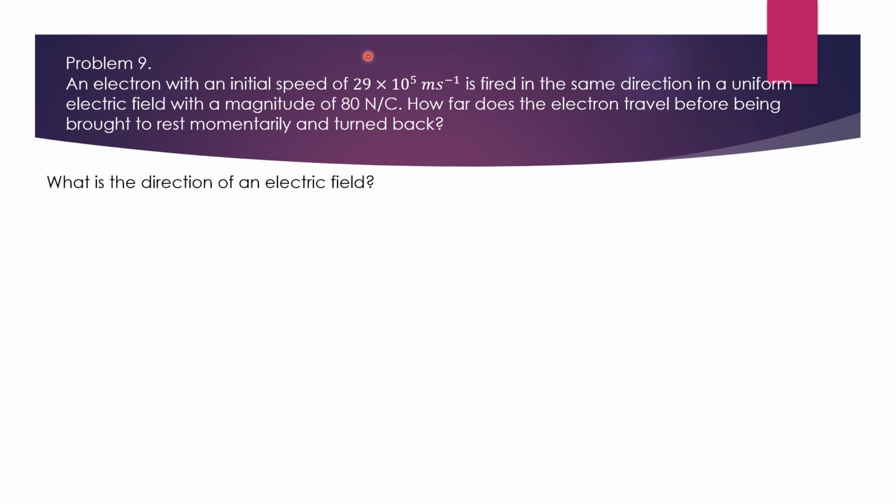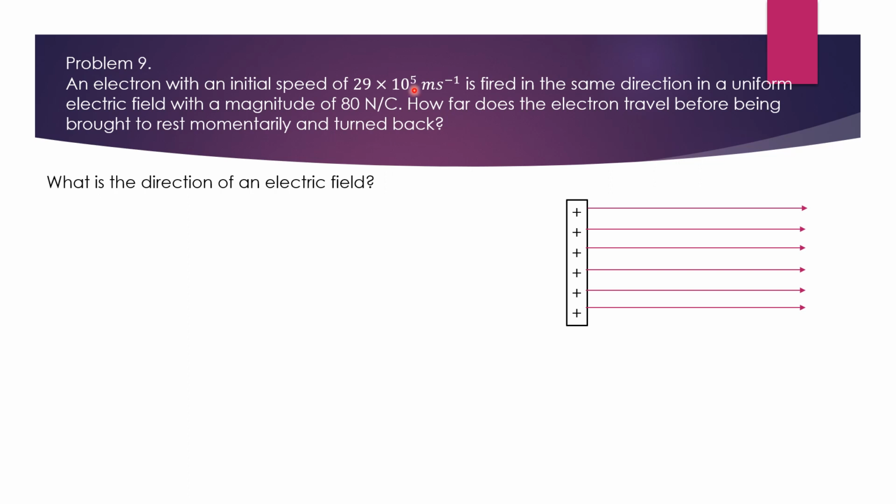So what is the direction of an electric field? The direction of electric field is always away from the positive source. And this is the positive source, the uniform electric field given here, shown. Its strength is 80 Newton per coulomb.